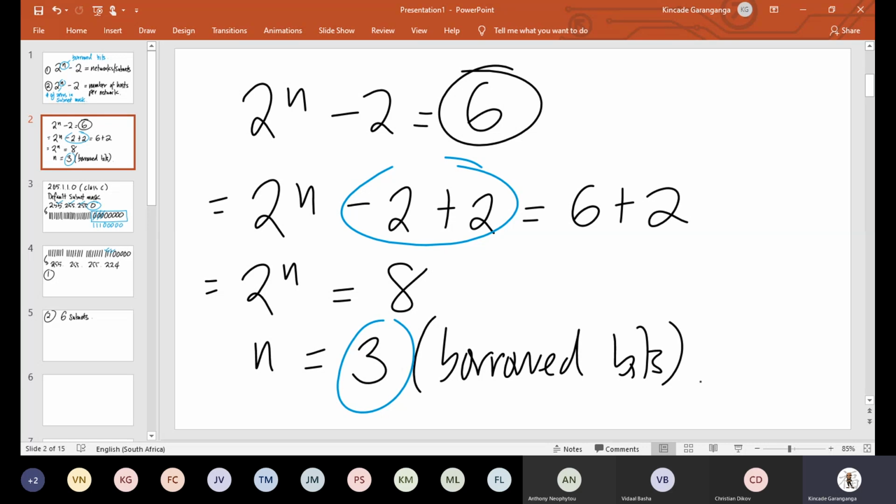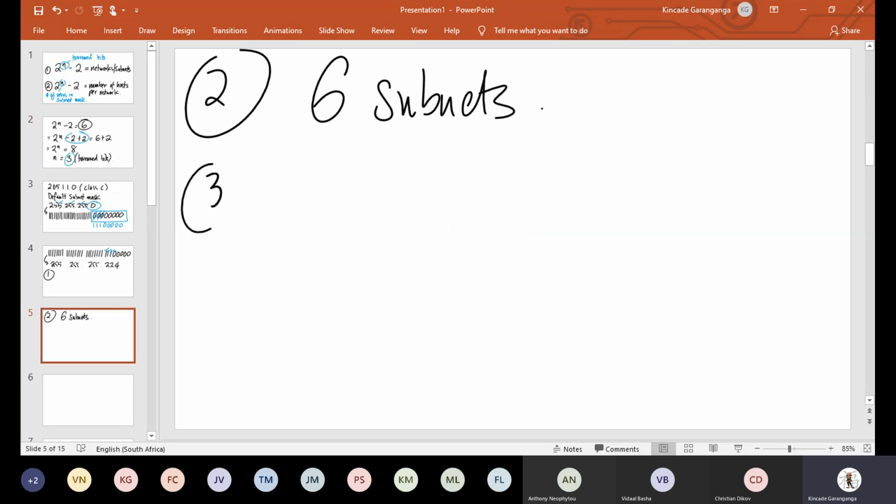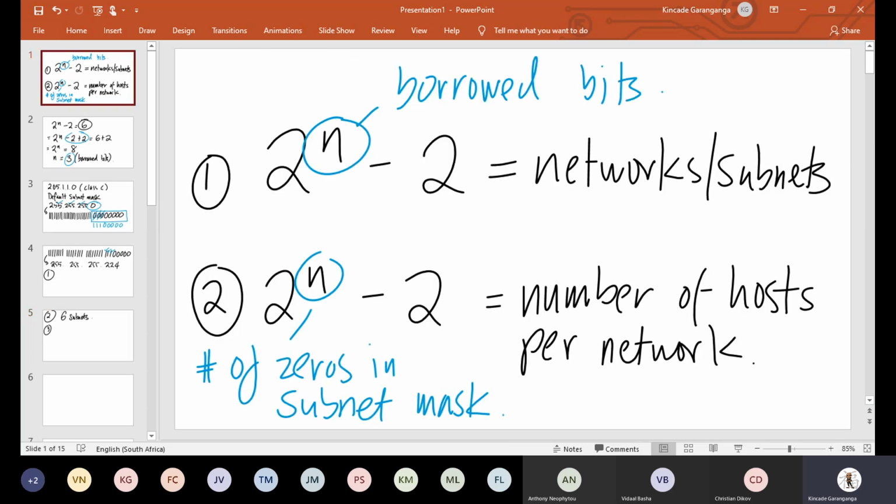On the other hand, the third question is asking, what is the maximum number of hosts you can configure per subnet? So per the 6 subnets that we've got. So we go back to what we initially discussed right at the beginning. We're now looking at the second version of that equation. 2 to the power n minus 2 is equal to the number of hosts or computer systems per network.